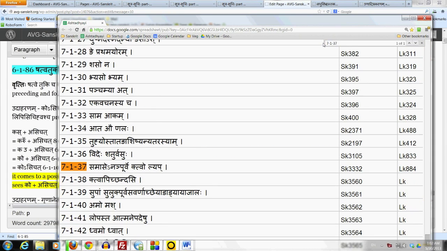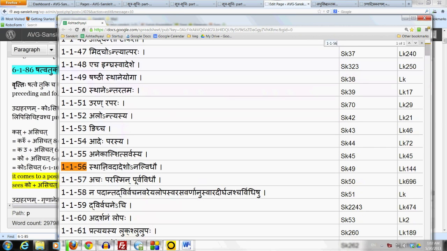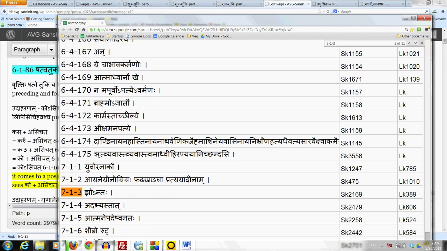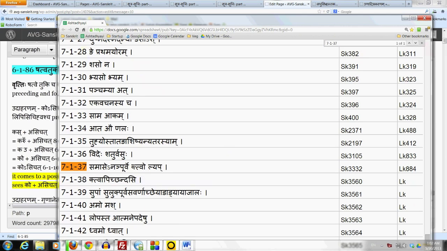Recall that the substitution lyap, which comes in place of the affix ktvā, is a pit, of course, because it has the letter p as an it by halantyam. It also gets the krit sanjna by sthānivad ādeśo 'nal-vidhau, 1156. Since it comes in place of ktvā, it inherits the property of being a krit affix.